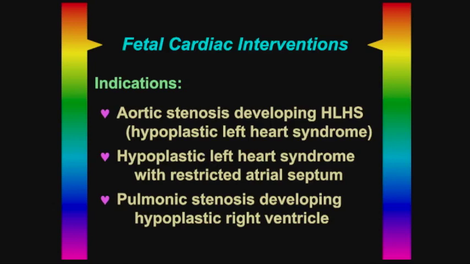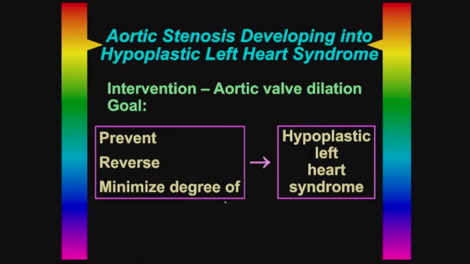So in the last little bit of time, I'm going to talk about cardiac interventions. These are interventions that we do on fetuses who have cardiac abnormalities that would benefit from in utero intervention. Examples include a fetus with severe aortic stenosis developing hypoplastic left heart, where we try to prevent the development of hypoplastic left heart. Other times that we might do it is with hypoplastic left heart syndrome and a restricted atrial septum, or when there's pulmonic stenosis or atresia developing into hypoplastic right heart.